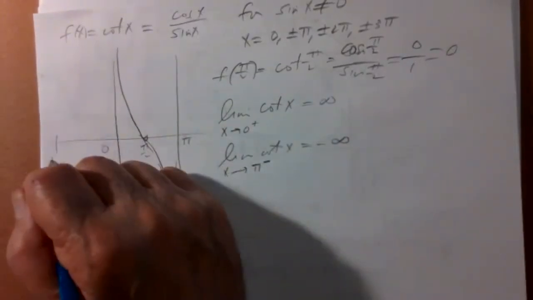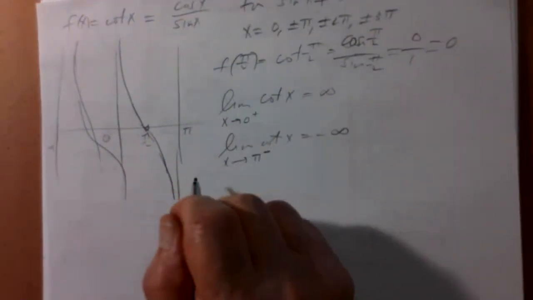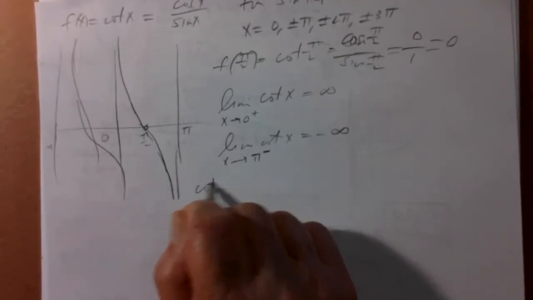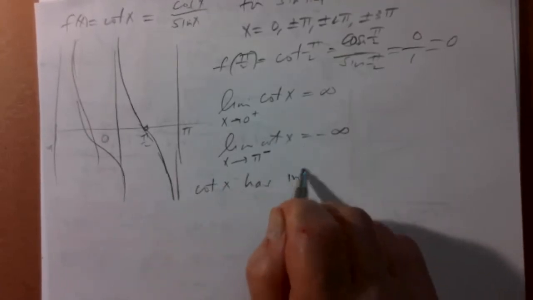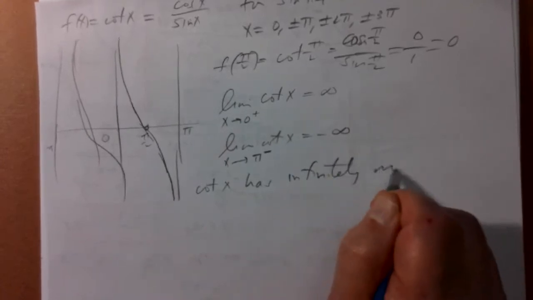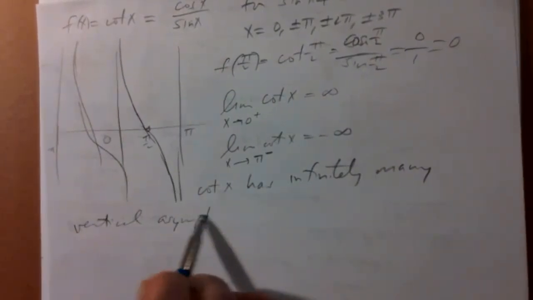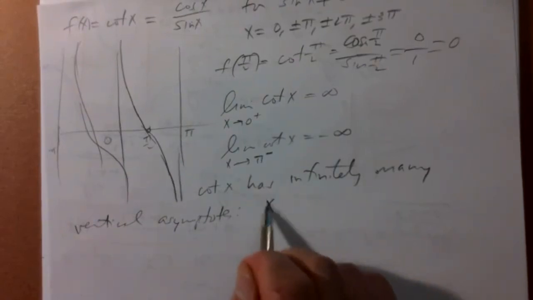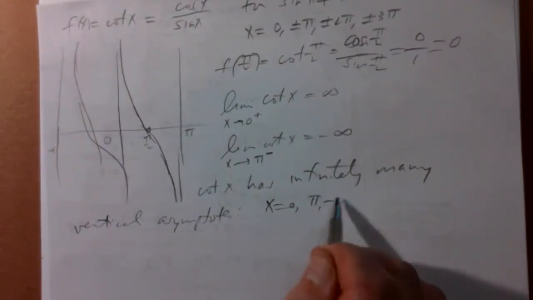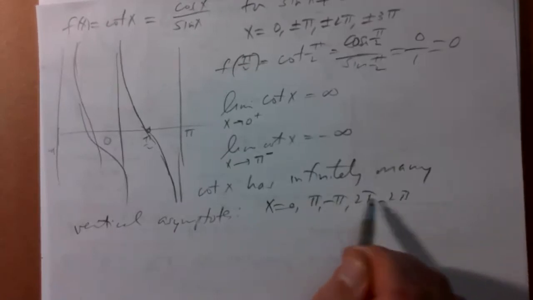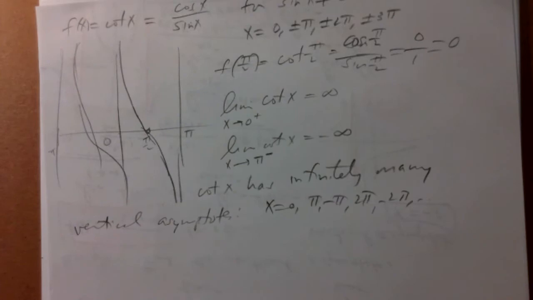And this function is periodic, it repeats with period pi. So at every one of these places where the denominator is 0, this function has asymptotes. So cotangent x has infinitely many vertical asymptotes. And the vertical asymptotes are the lines x equals 0, pi, minus pi, 2 pi, minus 2 pi, and so forth. All the integer multiples of pi.